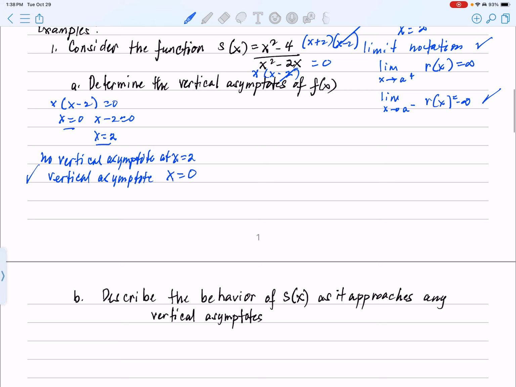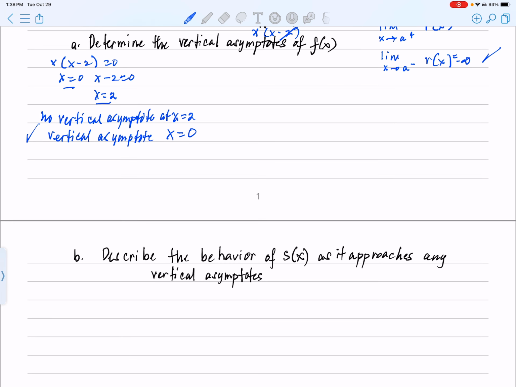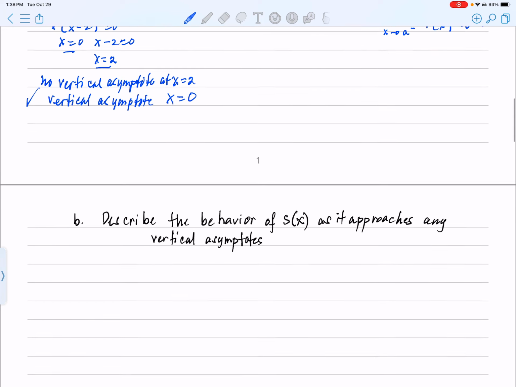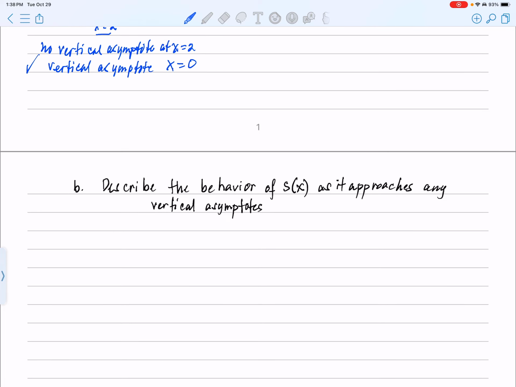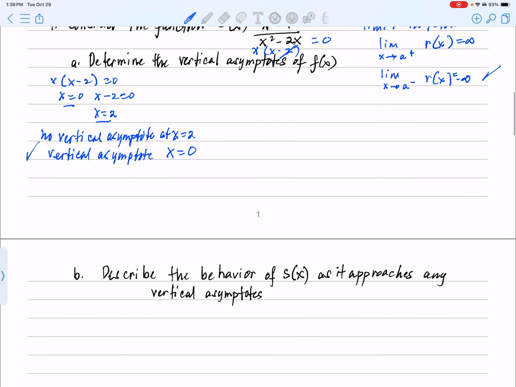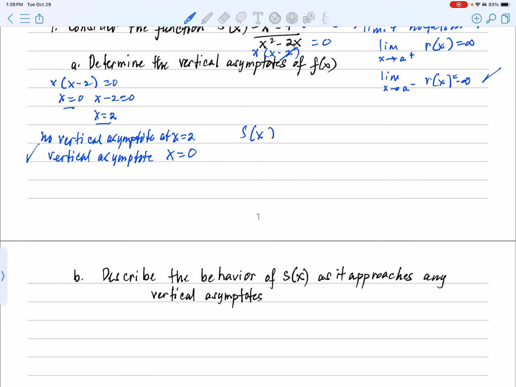Next question. Describe the behavior of S of x as it approaches any vertical asymptotes. So in this part A, we found that S of x has a vertical asymptote at x equals 0.